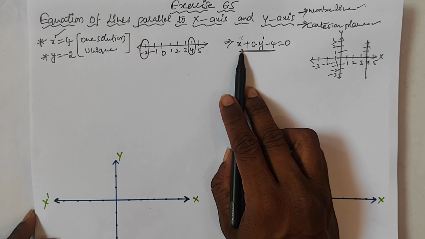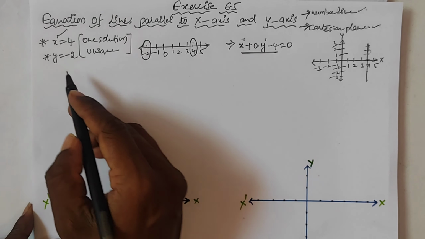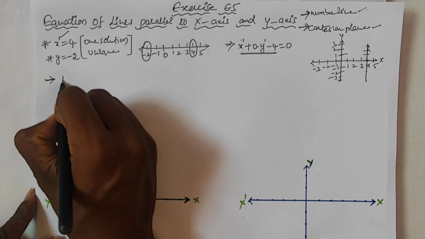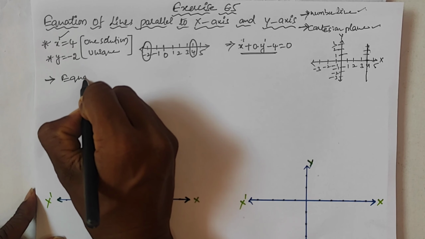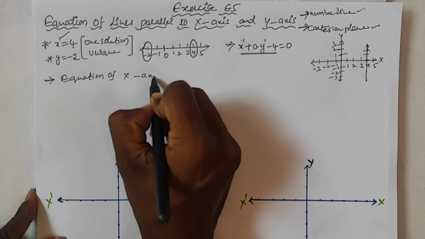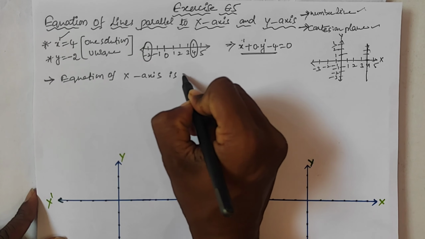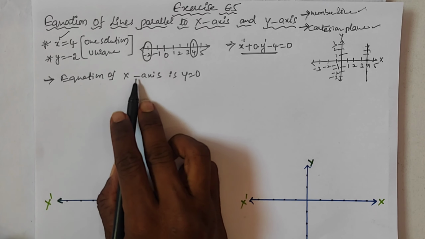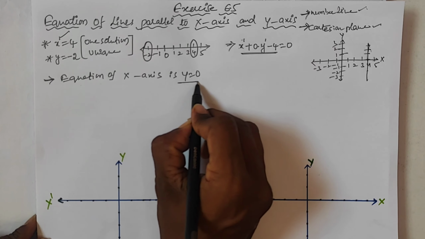Clear, everyone? Now from this one we'll derive some formulas. So what is the equation of the x-axis? Here you can say, the equation of the x-axis is y equals 0.